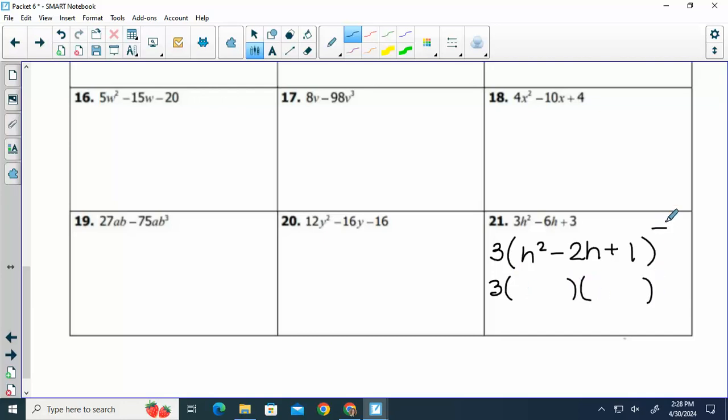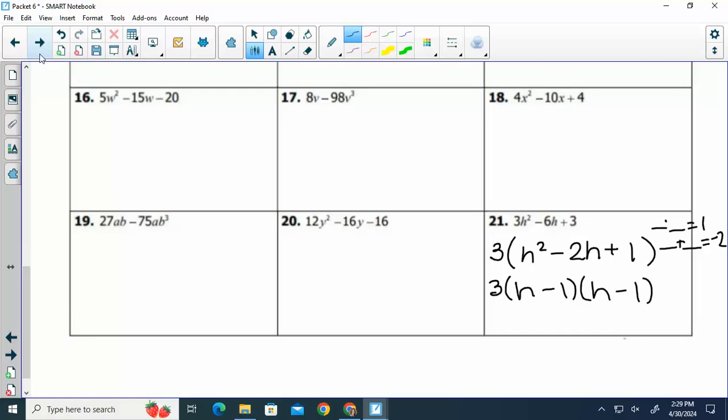What two numbers multiply to 1 and add to negative 2? So it would be h minus 1, h minus 1. Negative 1 times negative 1 is 1, negative 1 plus negative 1 is negative 2. All right, are we doing okay with those? Okay.